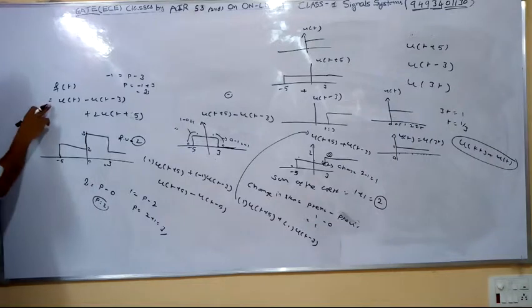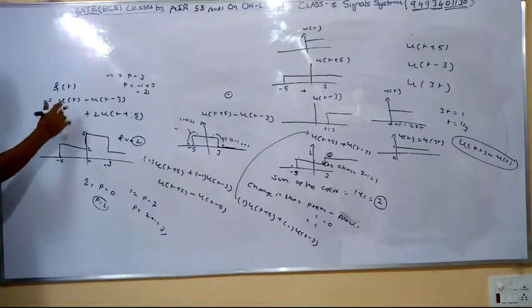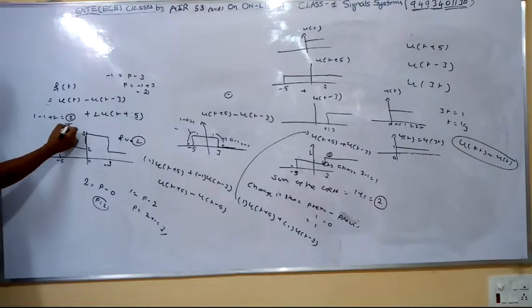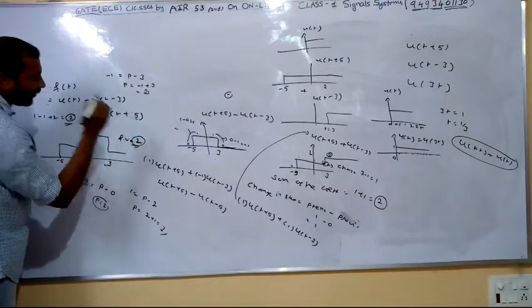So what is the summation of all the coefficients of the signal? Summation of all these coefficients of the signal is equal to 1 minus 1 plus 2. This value is equal to 1 minus 1 cancel, so this value is equal to 2. This is the final value, and this is the final value they have given.